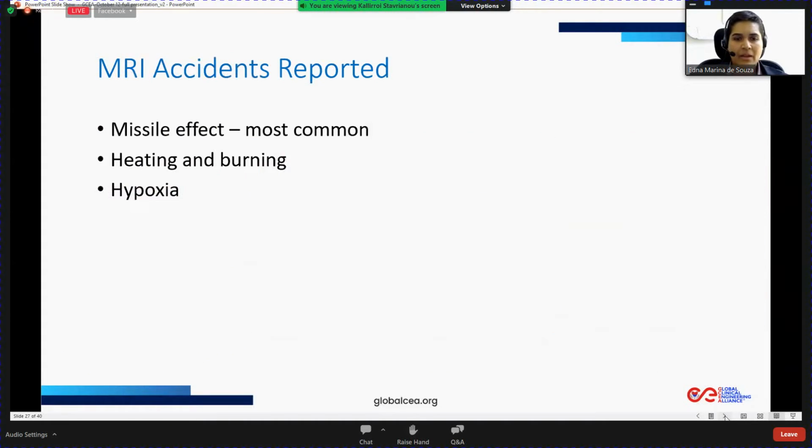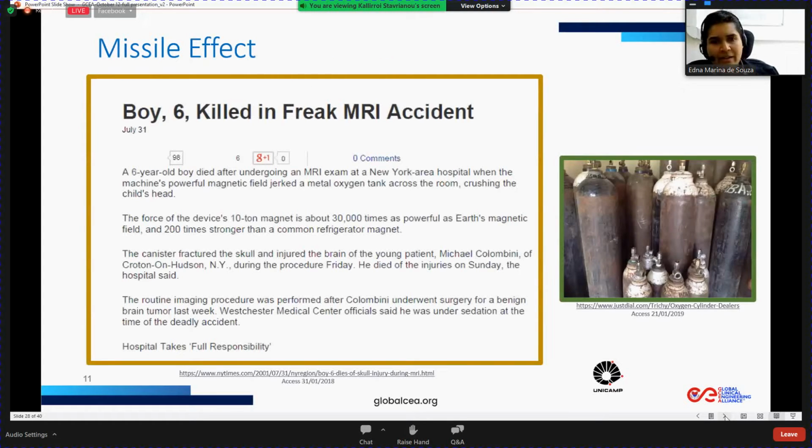Next, please. Here we have some types of MRI accidents reported. The most common of them is the missile effect, followed by heating and burning, and events of hypoxia. Next, please. In this case, a boy died because an oxygen tank hit his head, causing a trauma. However, nowadays there are aluminum-made oxygen tanks that can be used inside the MRI scanner's room to avoid this kind of accident.